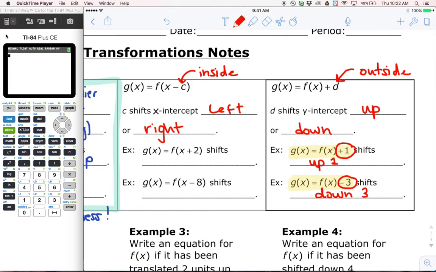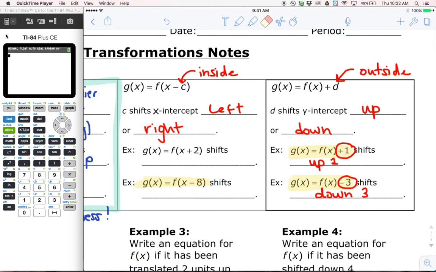However, when we look at the c value, the number in parentheses, it's actually backwards from what we would think, and I want you to really understand why. Let's look at the bottom example real quick. My example says f of x is x minus 8.